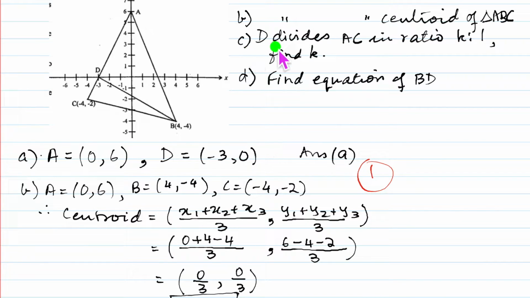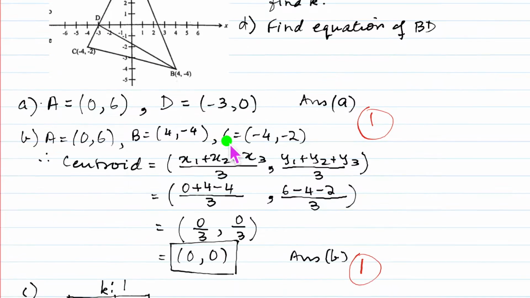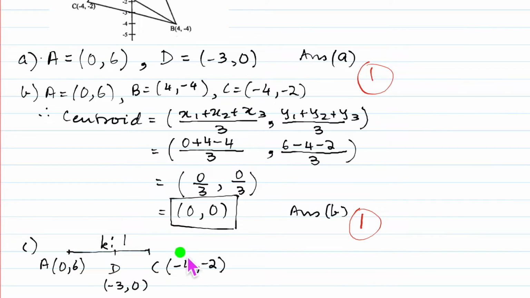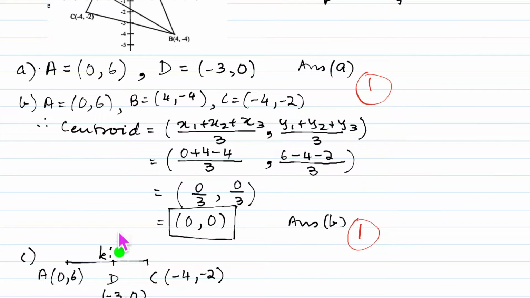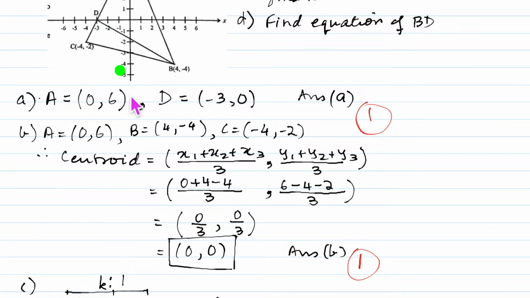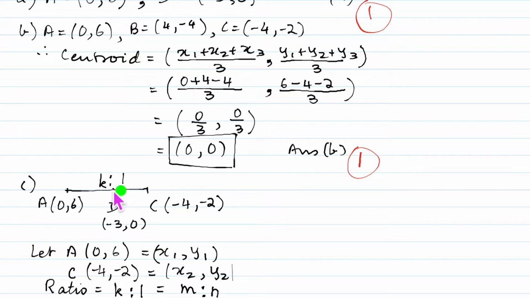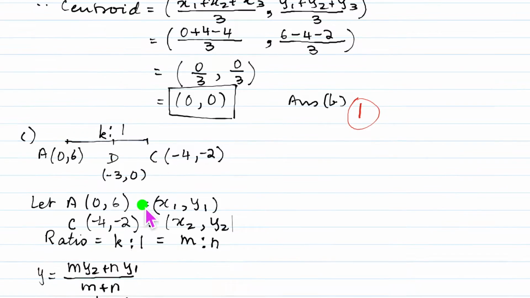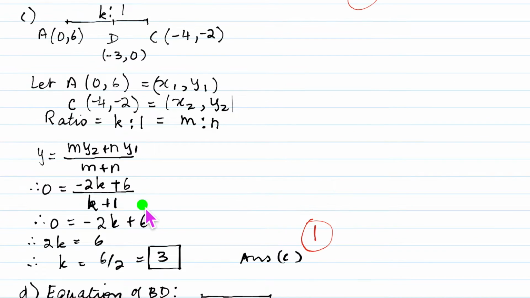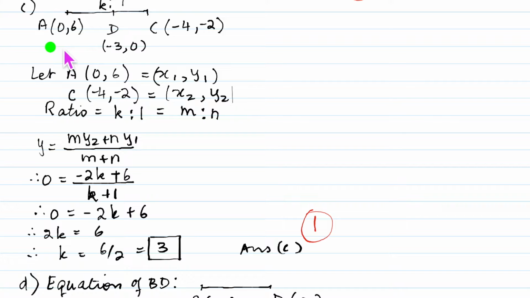Now part C says that D divides AC in the ratio k:1. So we have AC. A is here and C is here, and we will write A on the left, C on the right, and we'll write D with the coordinates here as shown, (-3, 0). Here can you see that? And we write the ratio as k:1.